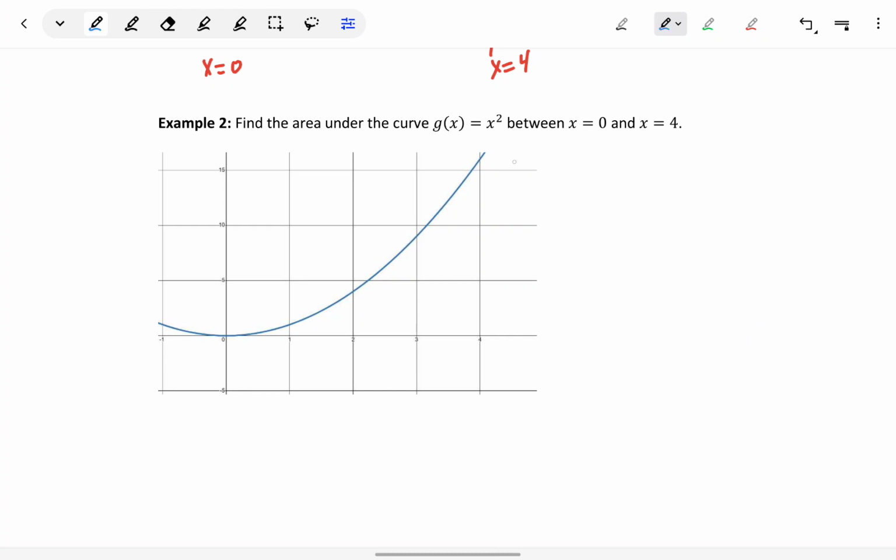Now what we have is a function g of x equal to x squared. We still want to find the area below this curve, so the area between the curve and the x-axis, between x equals 0 and x equals 4. Meaning we're trying to find the area of this shaded region.